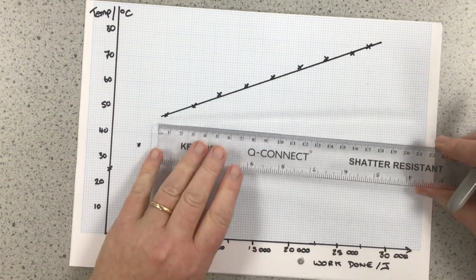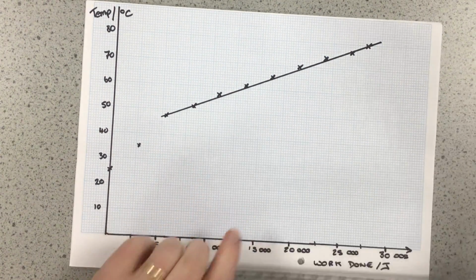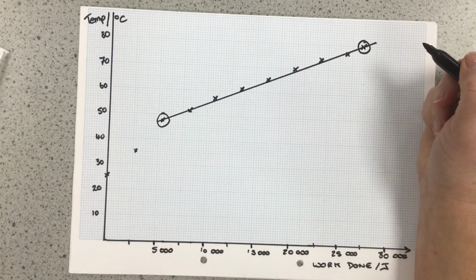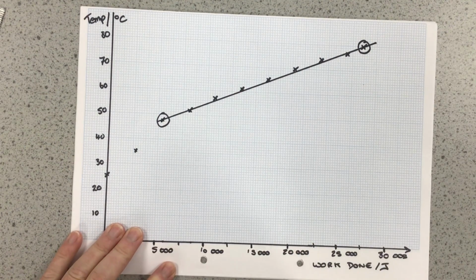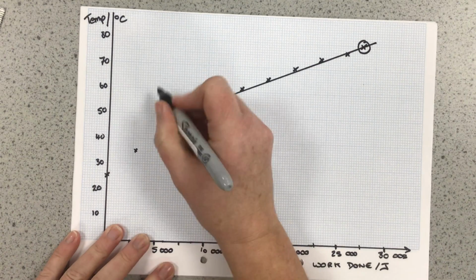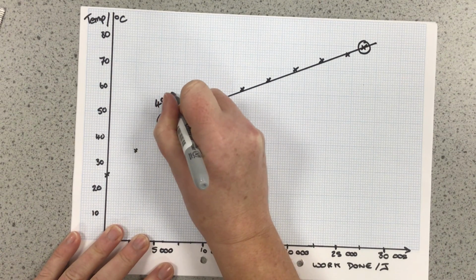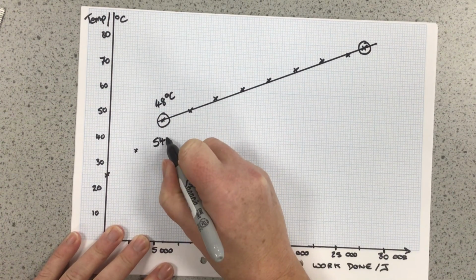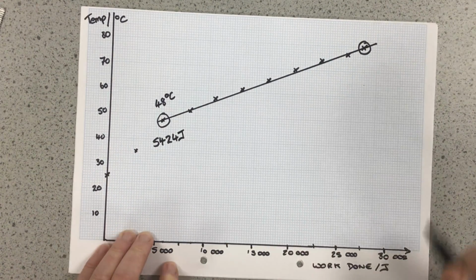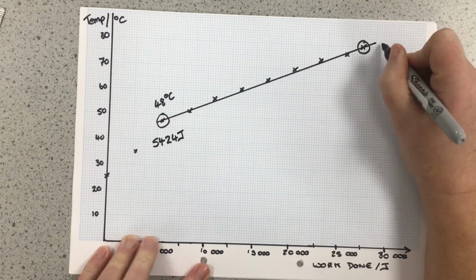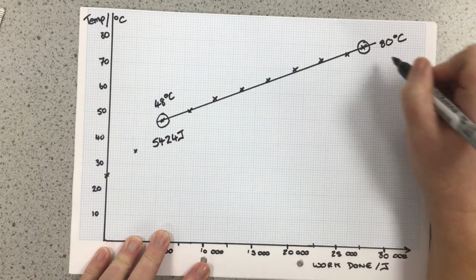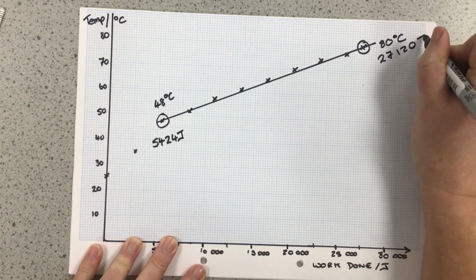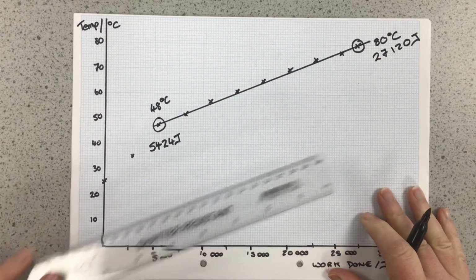And what we're going to do is to use two of these values. So I'm going to pick this one and this one. If we look, this value here was 48 degrees Celsius and 5,424 joules. And this value up here was our final one at 80 degrees Celsius, and that was 27,120 joules. And both of these lie on the line.